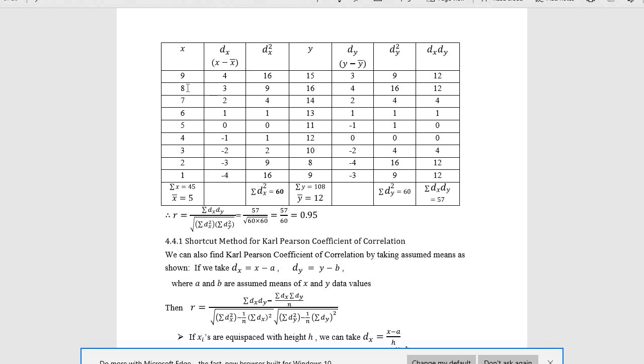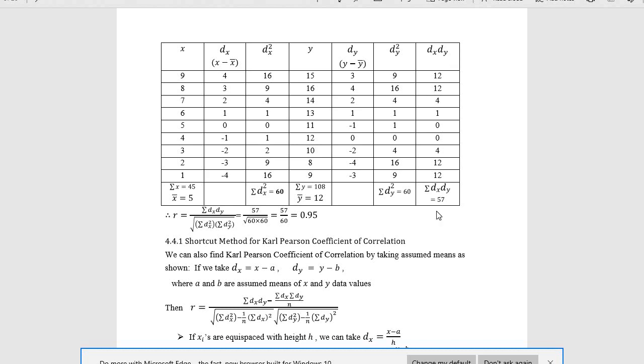9 minus 5, 8 minus 5, 7 minus 5, 6 minus 5, 5 minus 5, 4 minus 5, 3 minus 5, 2 minus 5, 1 minus 5, etc. Once dx is known, dx square can be calculated. The y series is given. Calculate y bar also. Y bar is the mean of y: sum of the y series values, 108, by 9. Nine 12s are 108. Then y minus y bar.